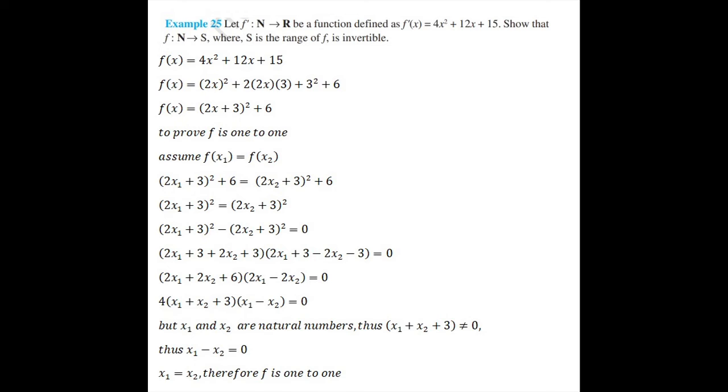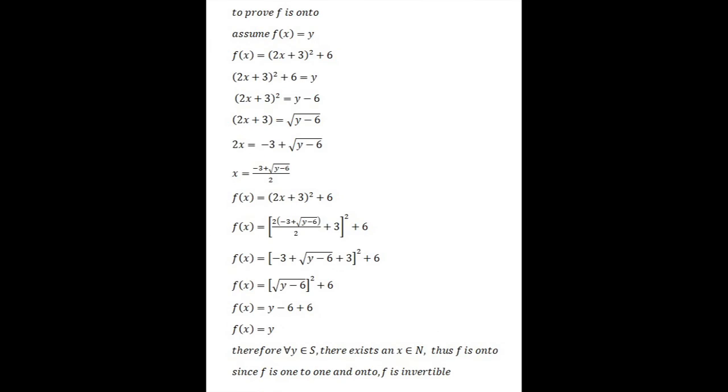It is given in the given range. So let us assume that the range be S. Find f of x, f of x is written in terms of x. Make that equal to y. So 2x plus 3 the whole square plus 6 equal to y. Then 2x plus 3 the whole square equal to y minus 6. Since x is a natural number, 2x plus 3 is a positive number, then 2x plus 3 equal to plus root of y minus 6.